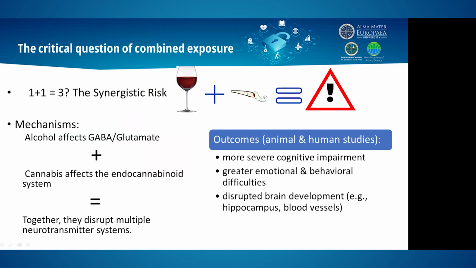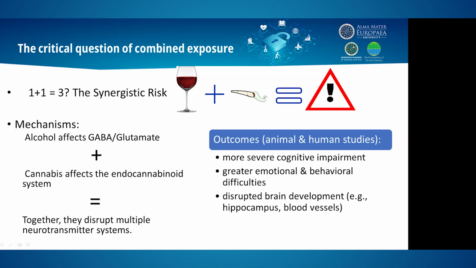And this brings us to the most critical and under-researched questions. What happens when a mother uses both alcohol and cannabis? Alcohol and cannabis are a common combination. They act on different but interconnected systems in the developing brain. Alcohol disrupts the primary wiring, GABA and glutamate, while cannabis interferes with the brain's key regulatory system, the endocannabinoid system.